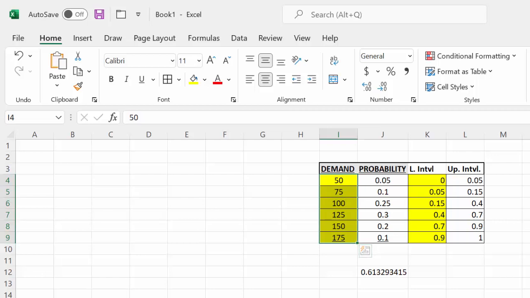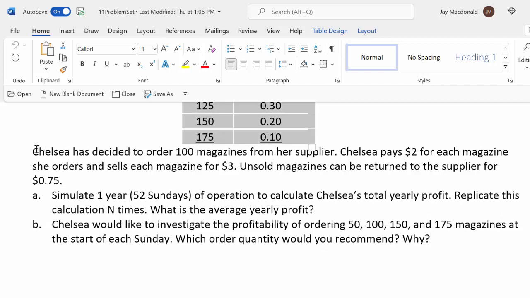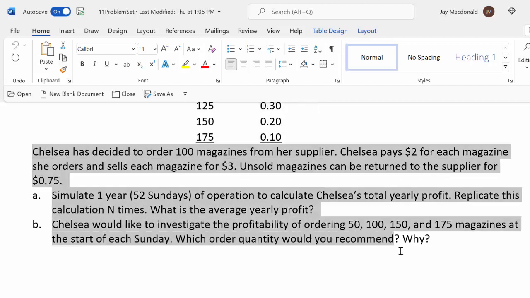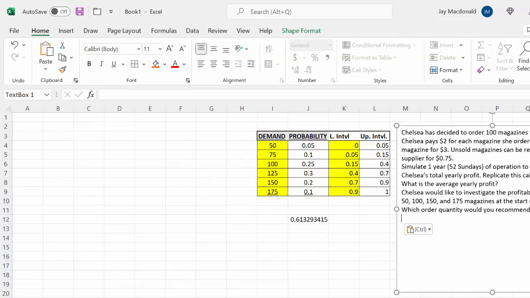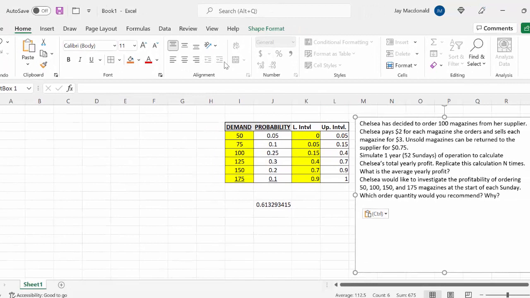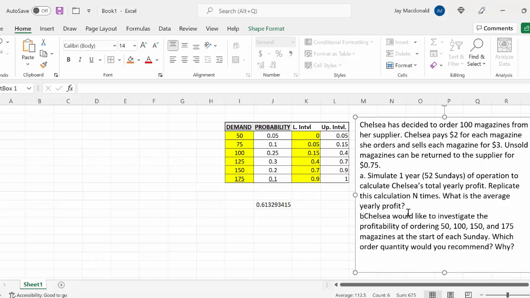Okay, so let's grab the information on Chelsea's situation. Okay, so she's ordering 100 magazines at a time. Let's see, Control C. Okay, so I'll insert a text box like so. Just pop that in there, and I'll make this nice and large. There we go. All right, so part A and part B.